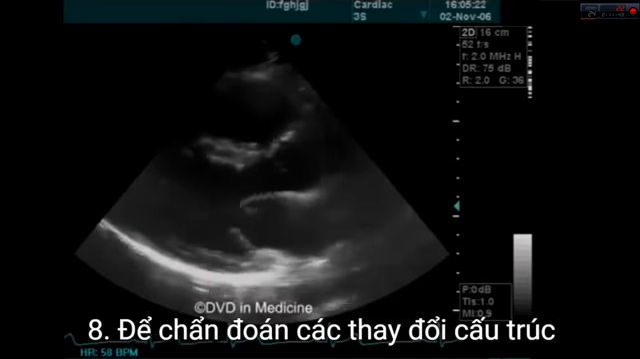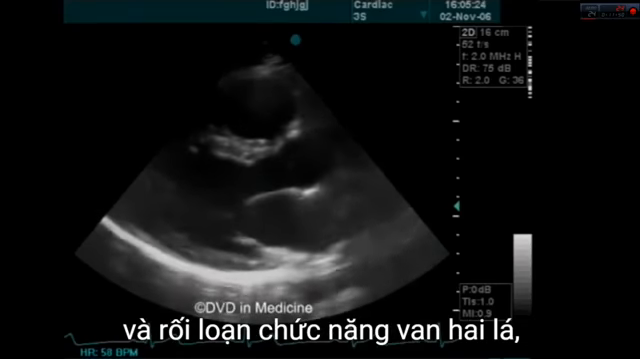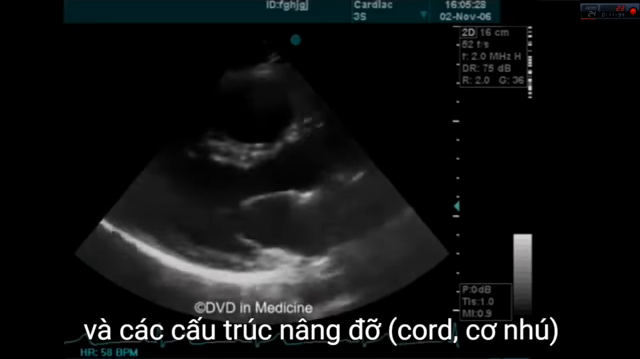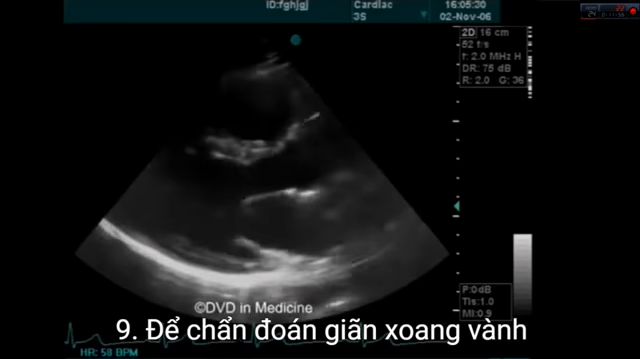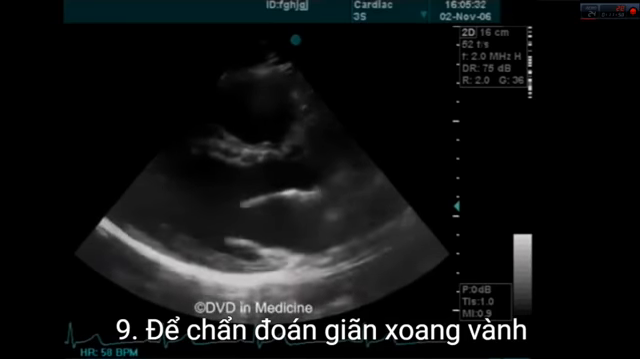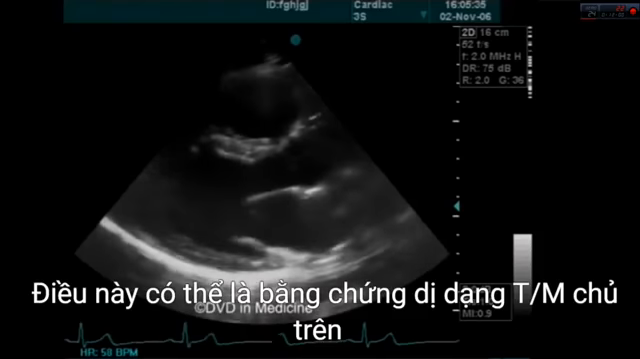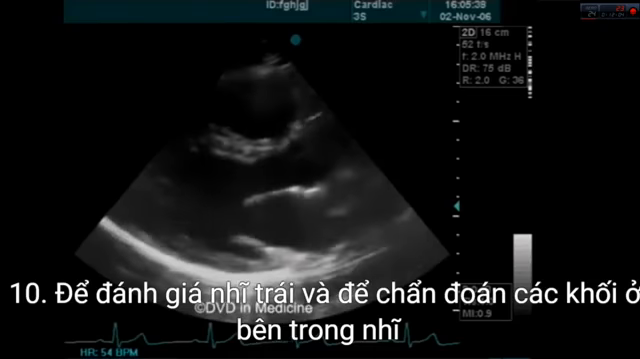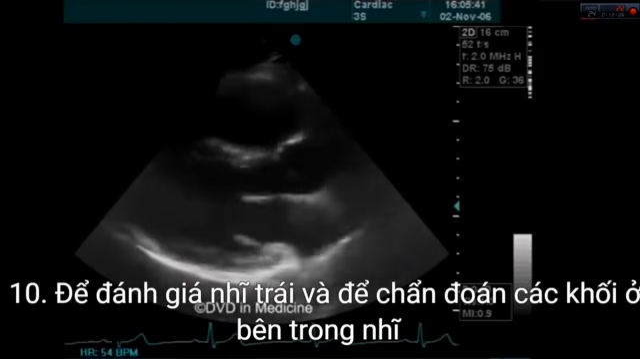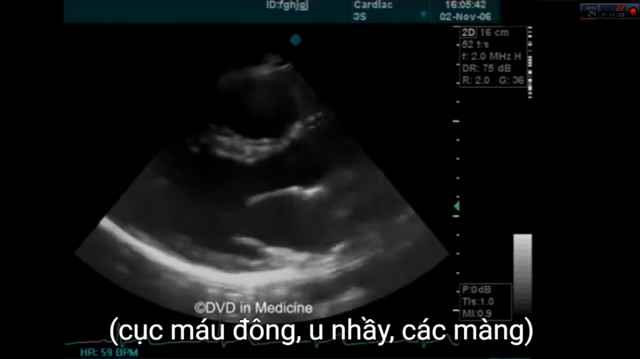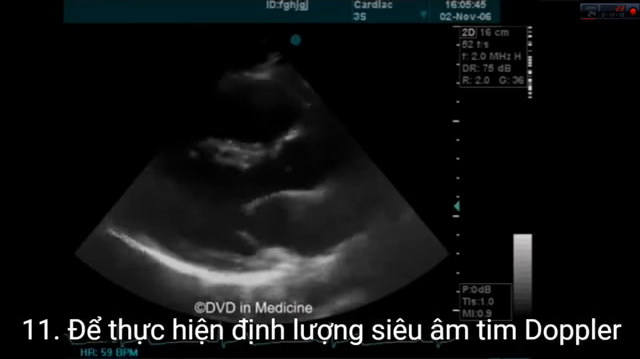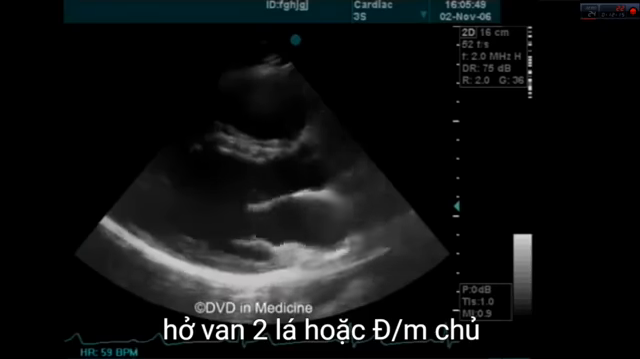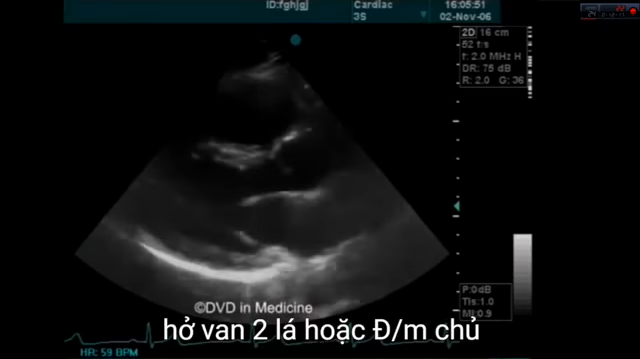8. To diagnose structural changes and dysfunctions of the mitral valve and its supporting structures, cord, papillary muscles. 9. To diagnose coronary sinus dilation. This can be evidence of persistent left superior vena cava. 10. To assess the left atrium and to diagnose masses inside it, thrombus, myxoma, membrane. 11. To perform quantitative Doppler echocardiography of mitral or aortic insufficiency.